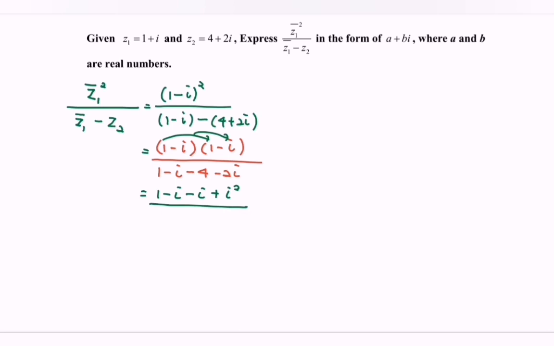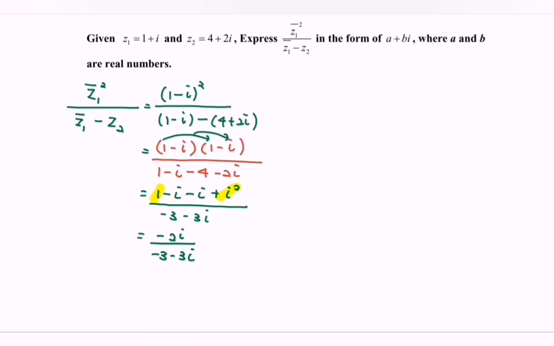Focus on the real part and the imaginary part. We have negative 3, negative 3i. Simplify the situation. We have this part, which is negative 1, so 1 minus 1 gives us 0. So negative 2i over negative 3, negative 3i. Here we have the final product.